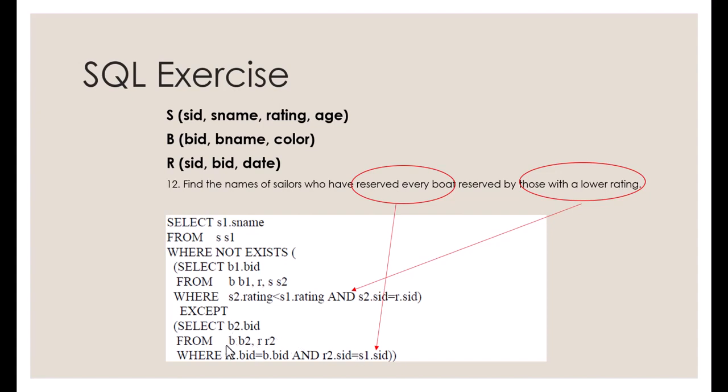So what about the second one? Here it's going to be a bunch of boat IDs, and then we have reservation R2. That boat ID is the same boat IDs from the reservation, and then the sids are the same. So these are going to be all the boats reserved by S1. The first set is all the boats reserved by sailors with a lower rating than S1, S2, and this is S1. So this will return the names of sailors who reserved every boat reserved by sailors whose rating is lower than S1, who we're looking for.